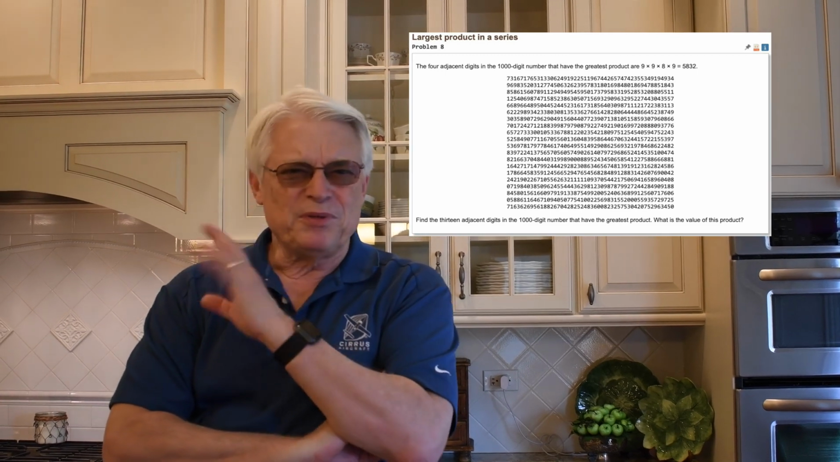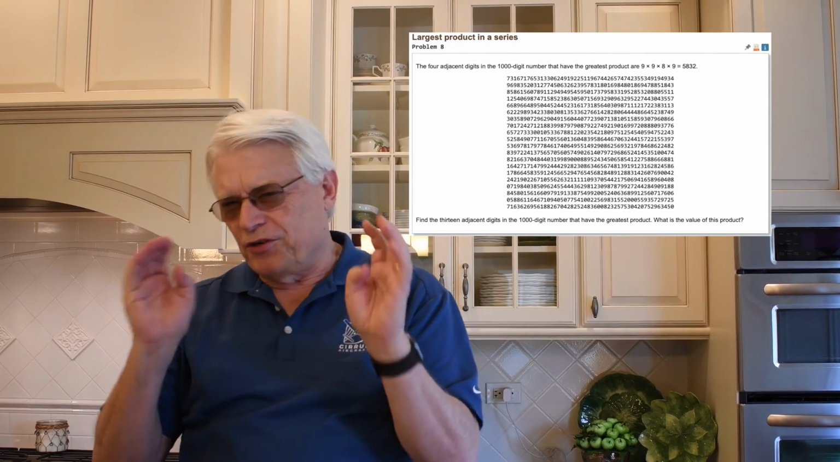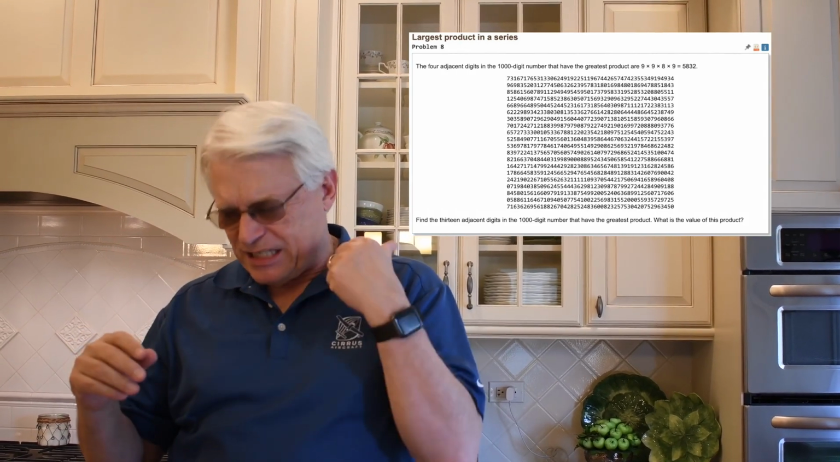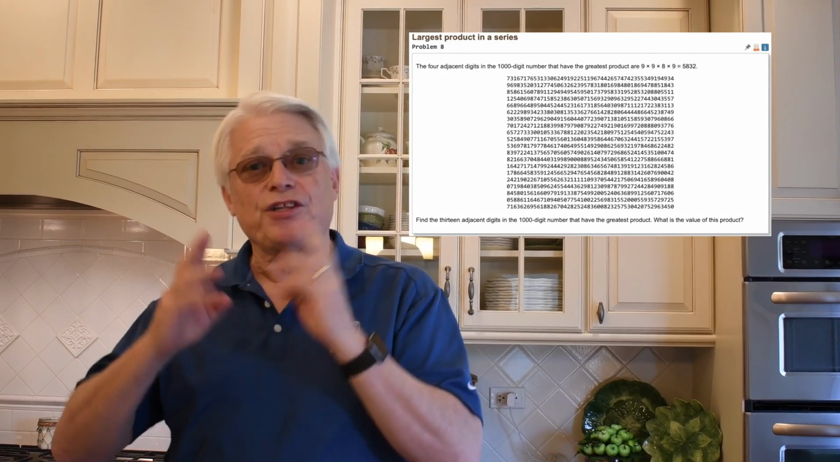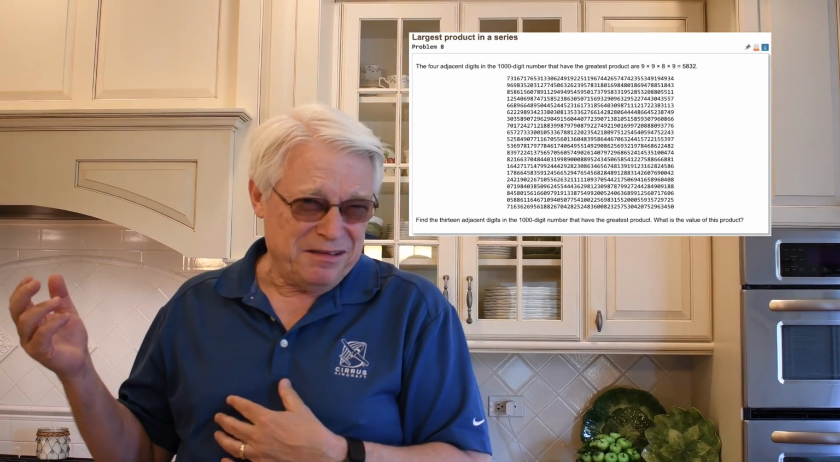Euler 8 is a simple little search algorithm. All we have to do is find the 13 adjacent digits in this list of digits that has the largest product. Now, how hard could that be?